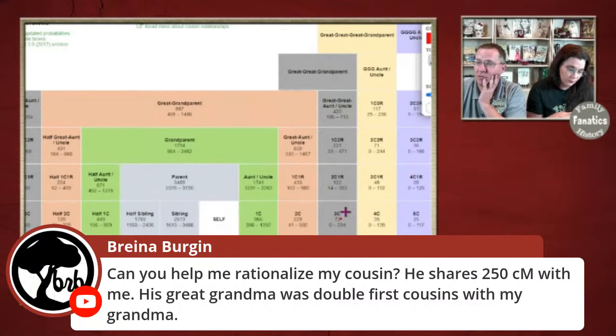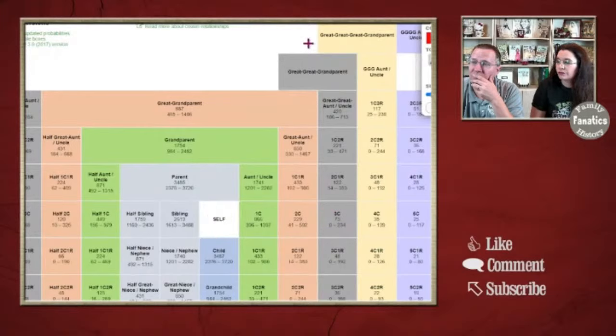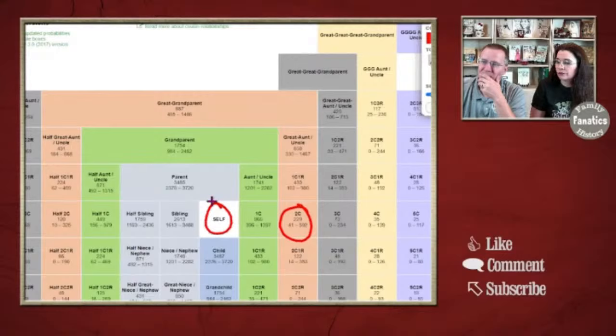This is actually probably somewhat easy, because we're talking... oops, that's a great great grandma. Well, no, because we'd be sharing great great grandmas. No, great grand. His great grandma was double first cousins. Okay. Yeah. All right.